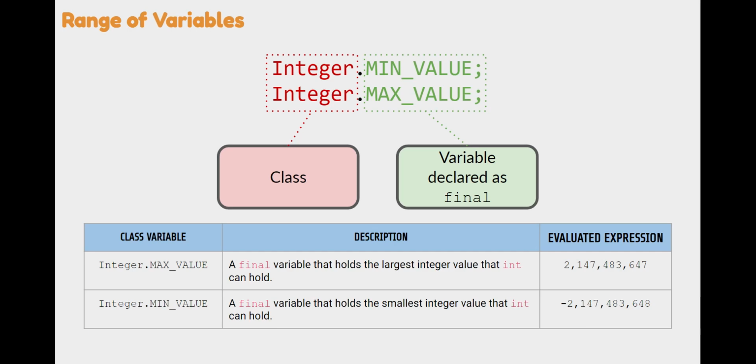So MAX_VALUE holds the largest integer that an int can hold, and MIN_VALUE holds the smallest integer value that an int can hold. And they're really just there so we can reference them, so we can ask Java and get those values. So we know the biggest and smallest numbers that we can put into an int. It's 2 billion something and negative 2 billion something.